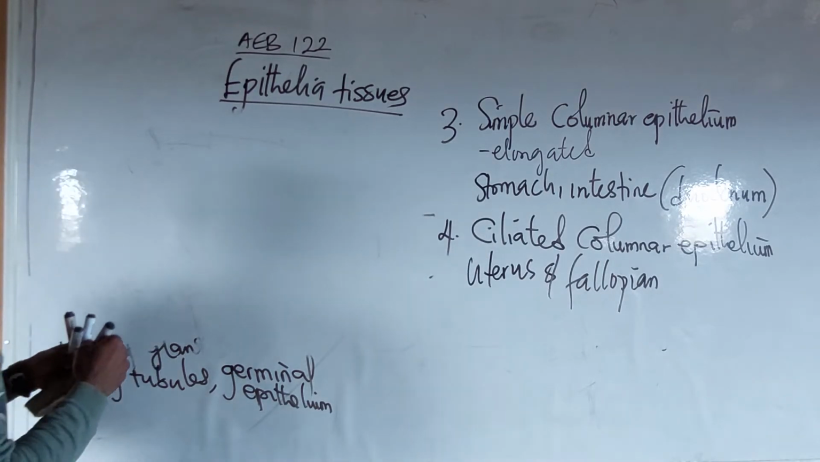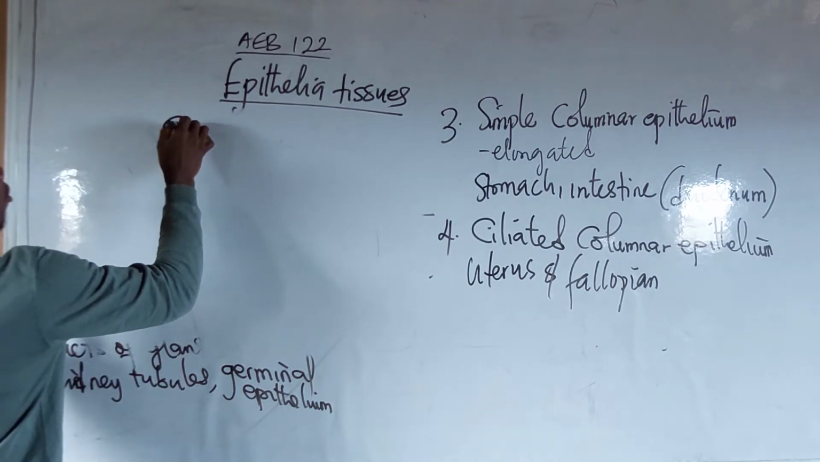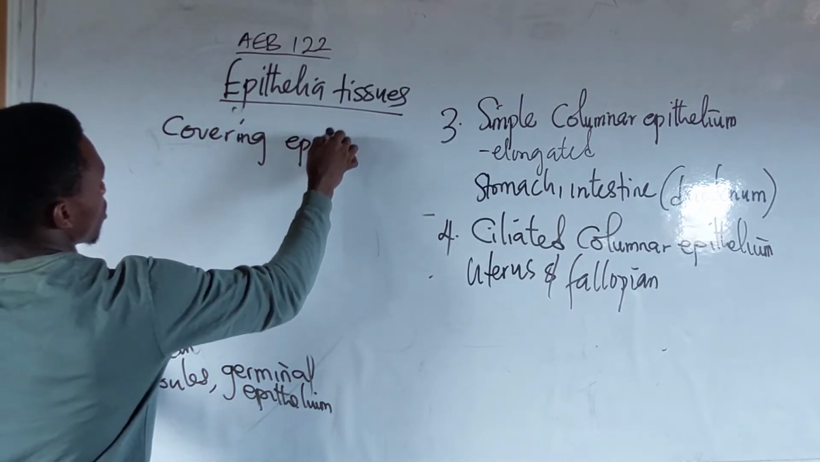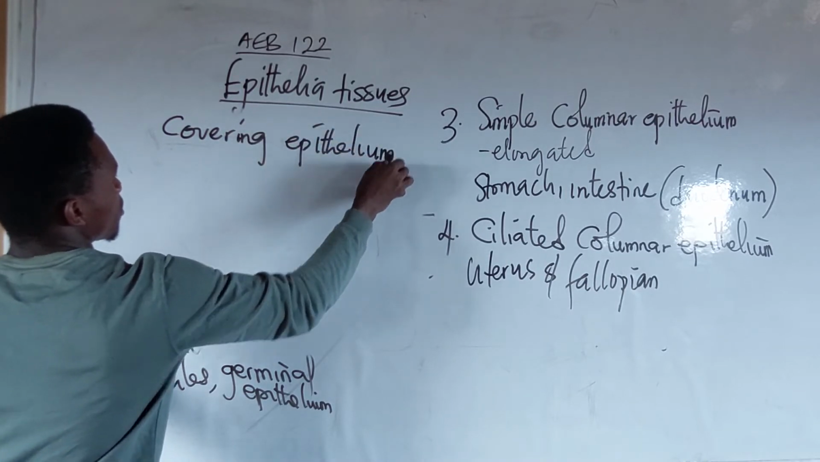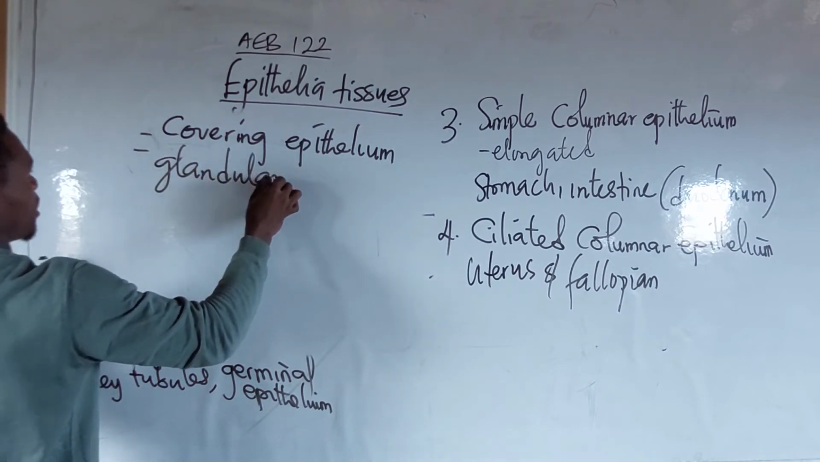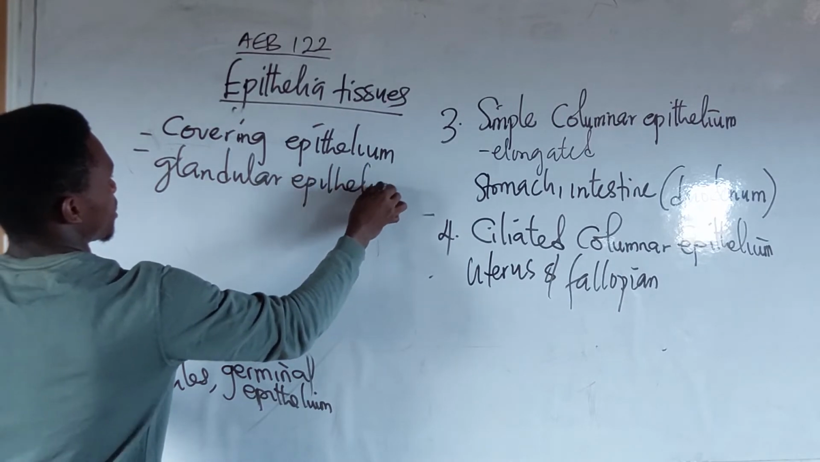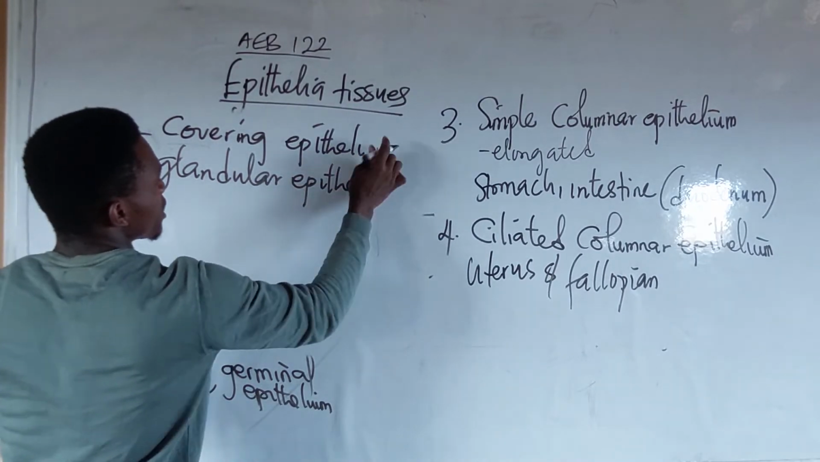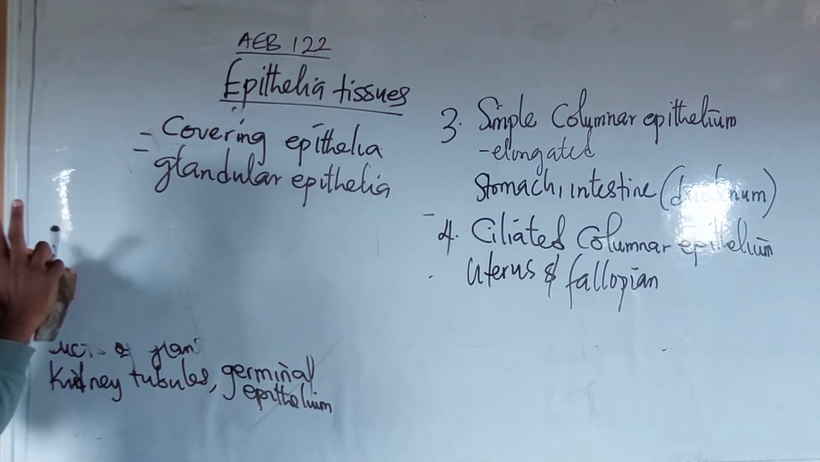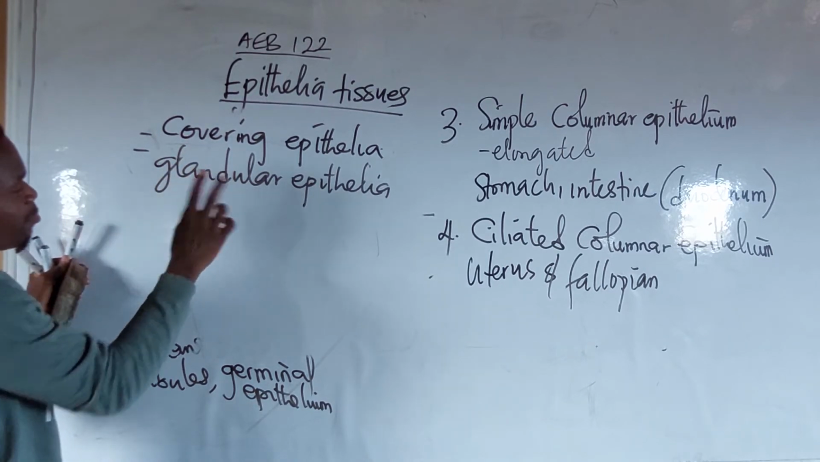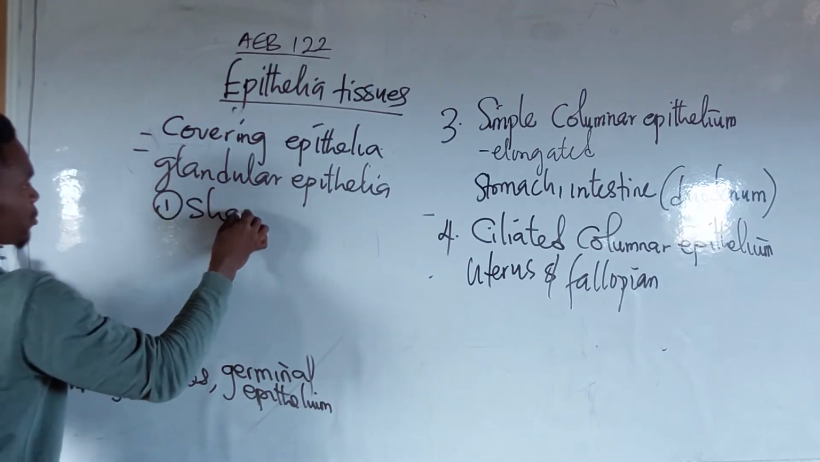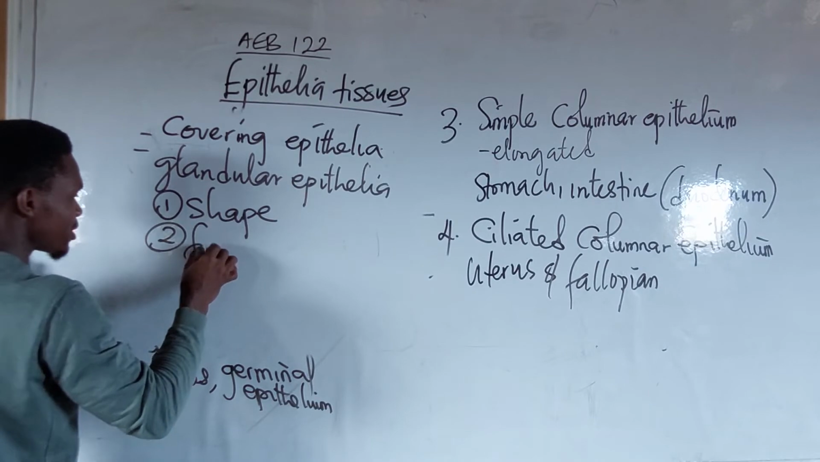So simple tissues are also classified into covering epithelial tissues and what? Glandular epithelial tissues. Alright, please take note of that. I said simple tissues are classified into covering and glandular based on two criteria. One, shape, and two, function.